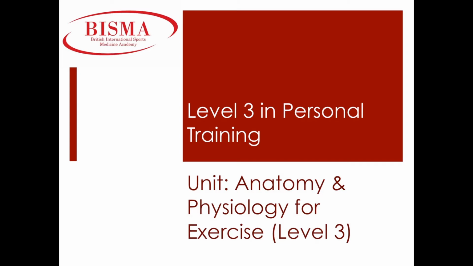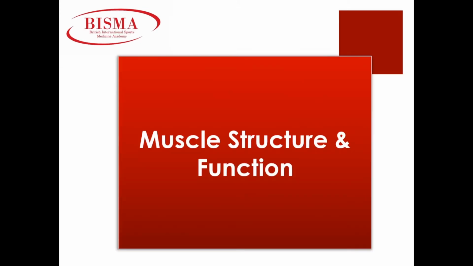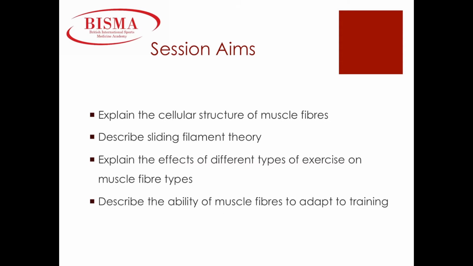In this lesson, we're studying the Level 3 unit, Anatomy and Physiology for Exercise. Muscle structure and function. Here are our session aims. We're going to begin by explaining the cellular structure of muscle fibers. Then we're going to go on to describe the sliding filament theory and explain the effects of different types of exercise on muscle fiber types.